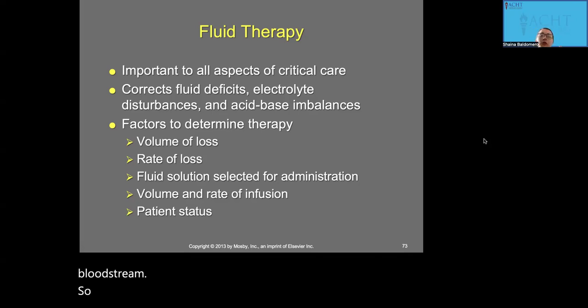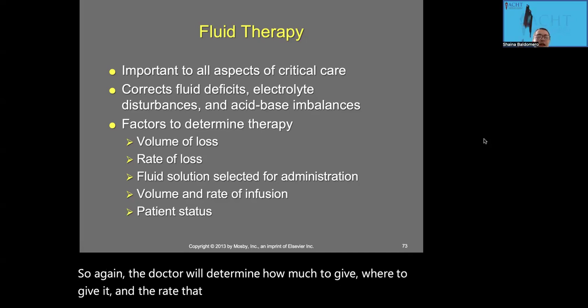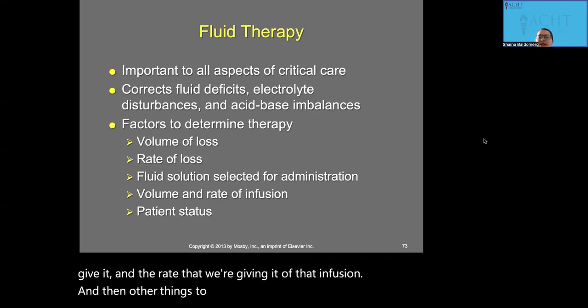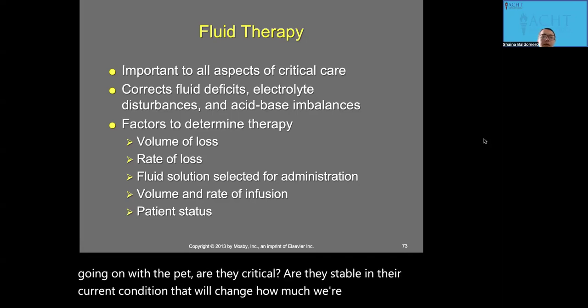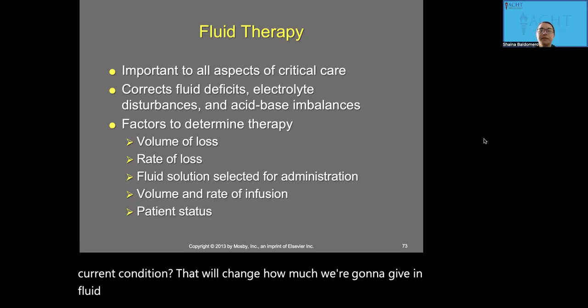So again, the doctor will determine how much to give, where to give it, and the rate that we're giving that infusion. And then another thing to determine is, again, patient status. What's going on with the pet? Are they critical? Are they stable? And their current condition will change how much we're going to give in fluid therapies.